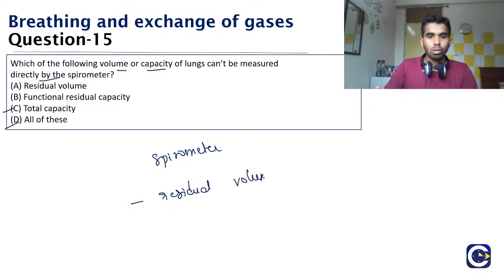It is known as residual because even if you breathe out so hard, it will still remain there as a residue. So residual volume will not go out, and if it does not go out, it will not be measured by the spirometer. And what is functional residual capacity? It also contains residual volume plus expiratory reserve volume. So this also cannot be measured, because residual volume is present, and in total lung capacity also the residual volume is present. It is also a part of total lung capacity.